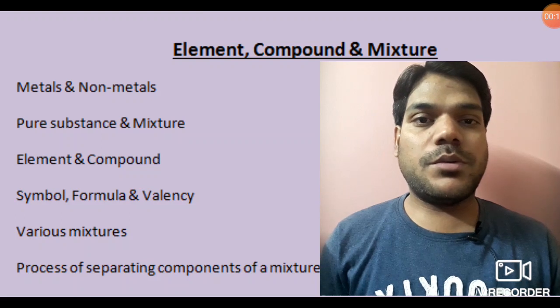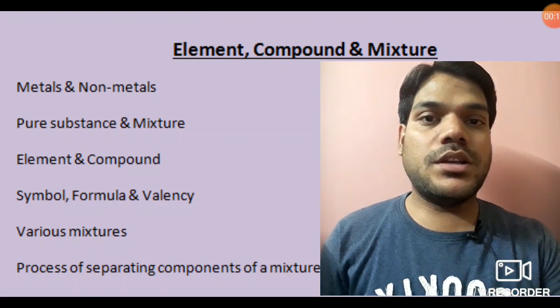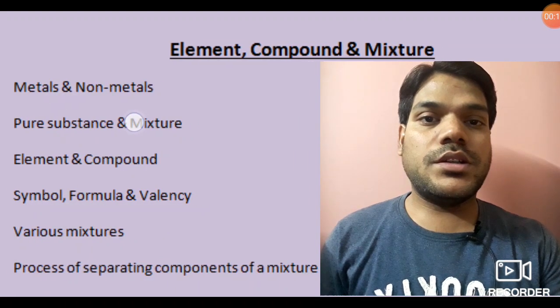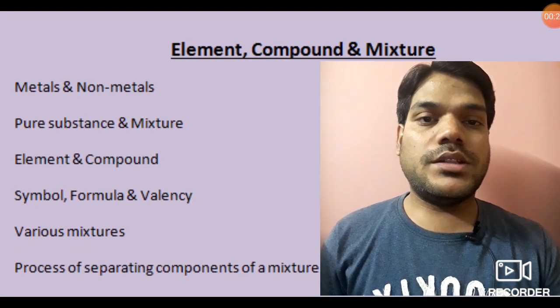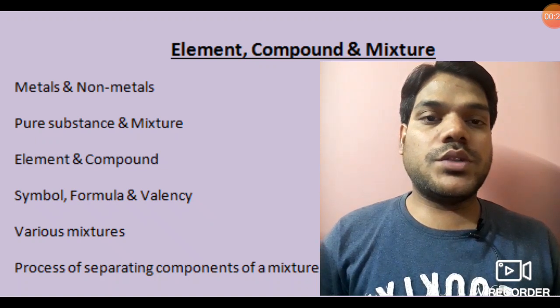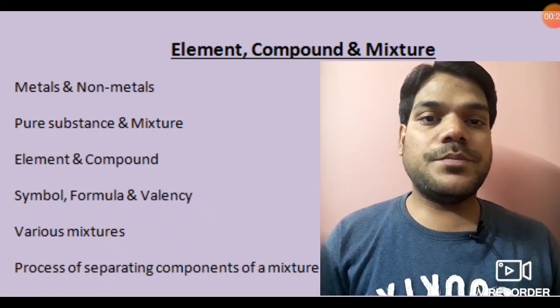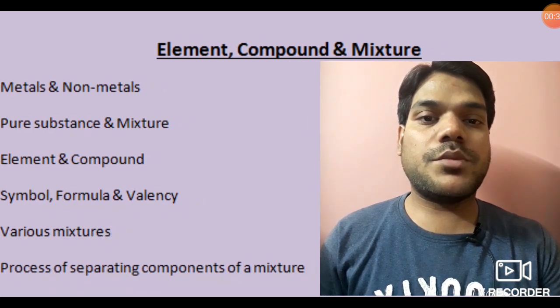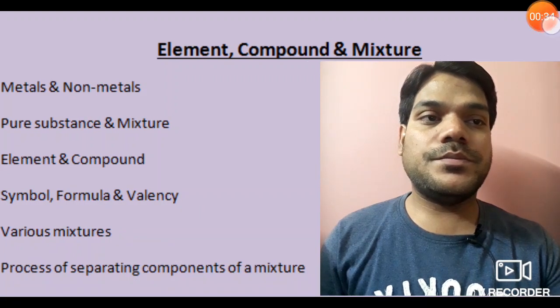In part 1 we have already discussed 3 topics: metals and non-metals, pure substance and mixture, element and compound. And the link for which you can see in the description. And today in this part 2 we will discuss symbol, formula and valency, various mixtures and process of separating components of a mixture. So let's start.